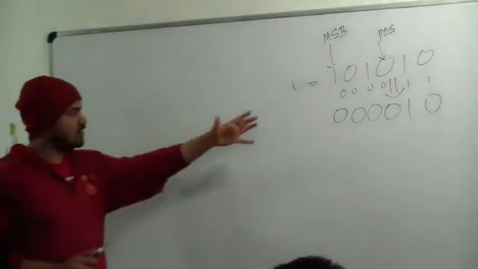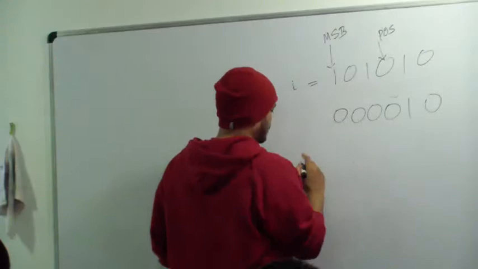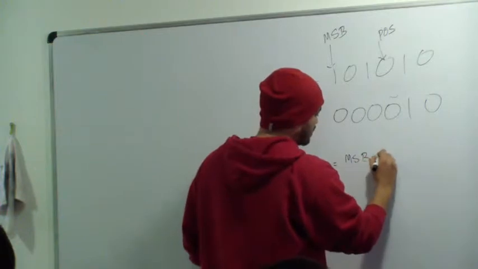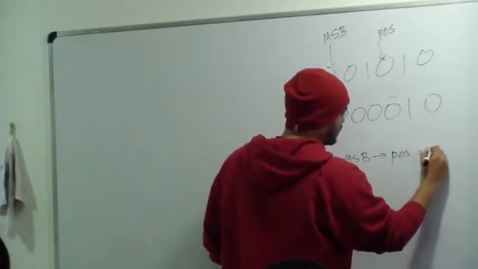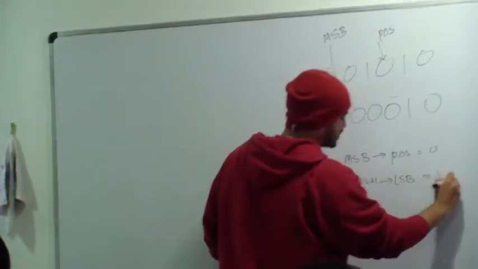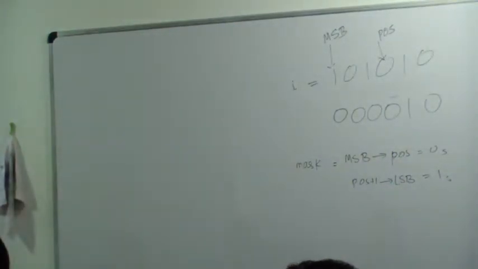Yes, you're right. If we get this and if we AND, so our trick is to get the mask as MSB to the position we want 0, from position plus 1 to LSB we want 1s. Correct? So how will we do it? Left shift and OR with one.